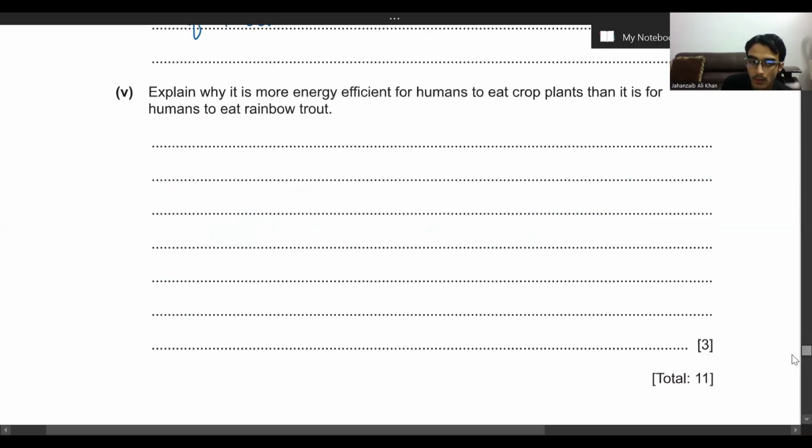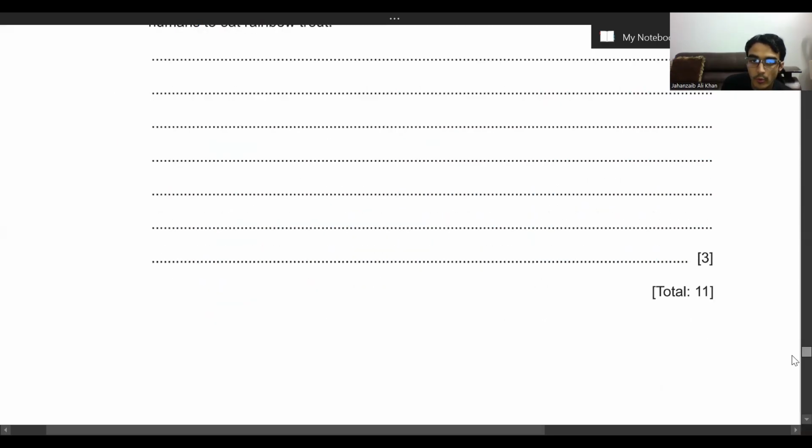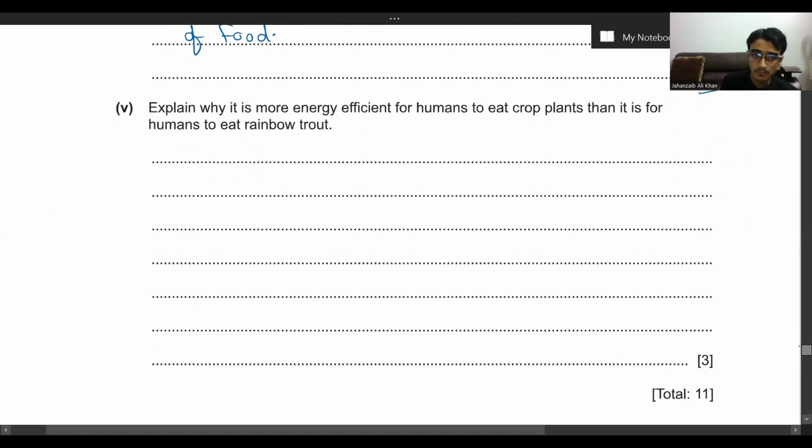And on to probably the final question here. Yep, the final question here. Explain why it is more energy efficient for humans to eat crop plants than it is for us to eat rainbow trout.